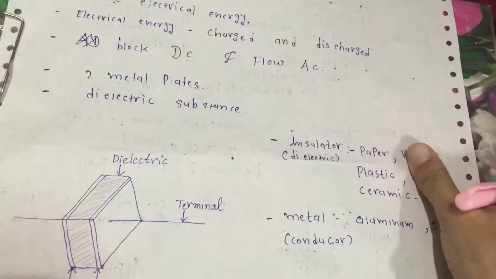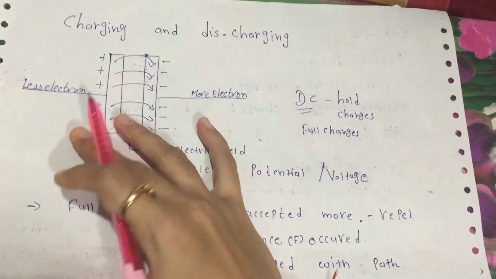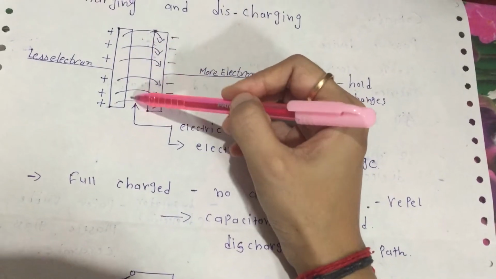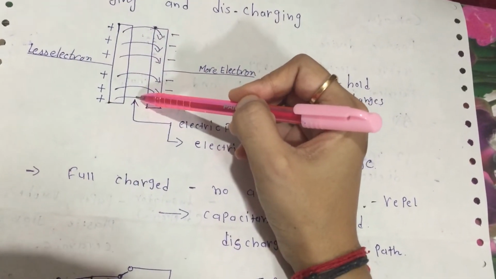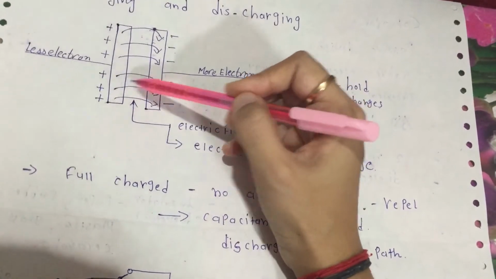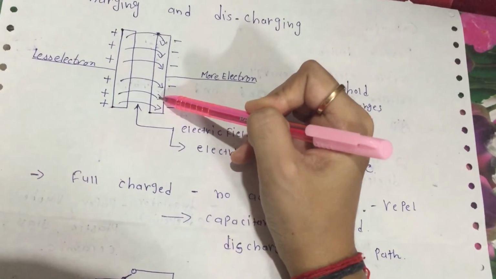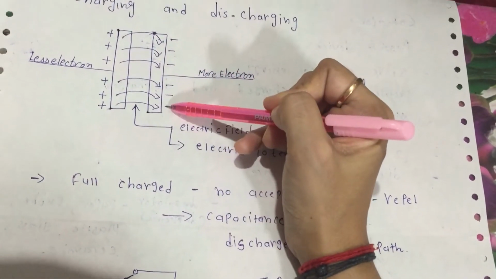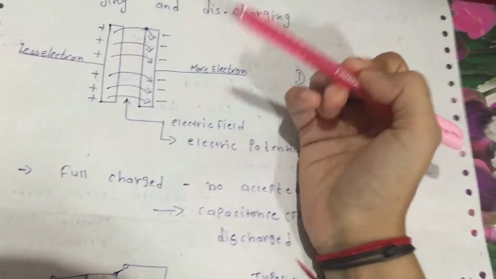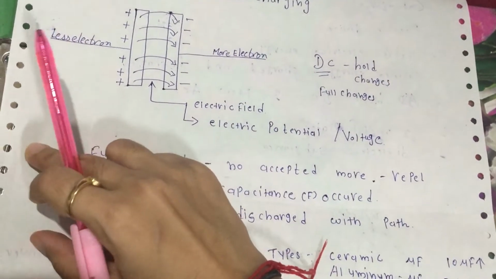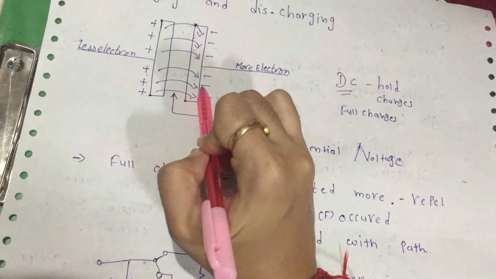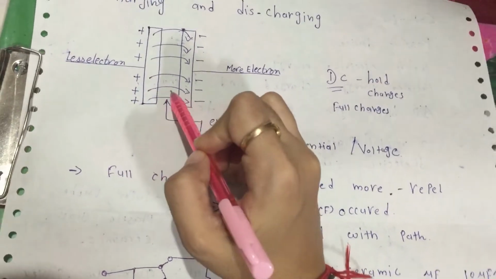Alright, so let's see the operation of the capacitor. Alright, you can see here in the middle there is a substance of dielectric or insulator, and these two are metal. Okay, so when we connect the supply, one side has positive ions and the other side has negative ions. Okay, you can see here this is steadily holding ions in the two plates.